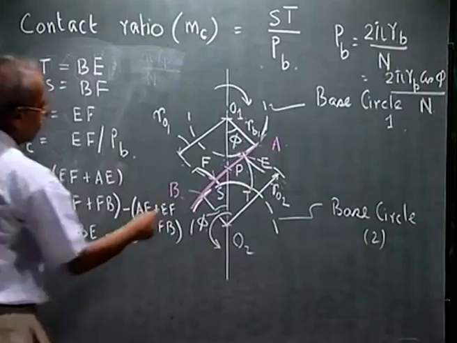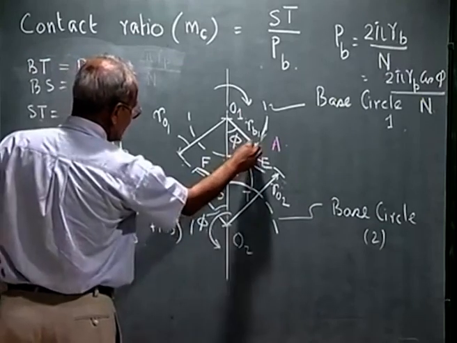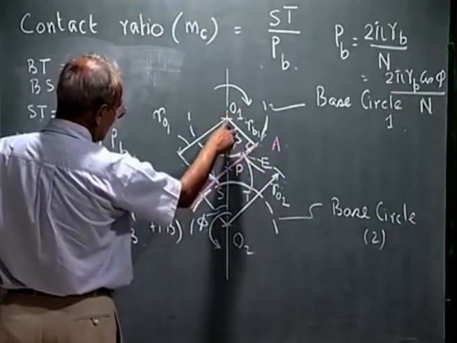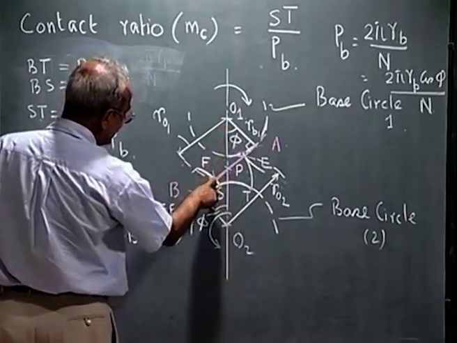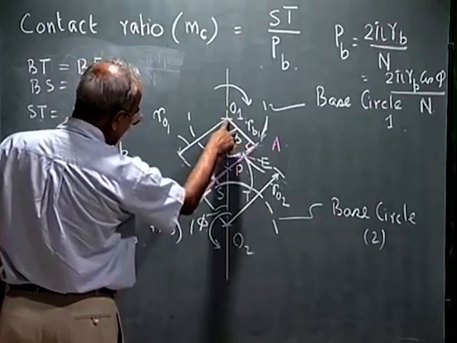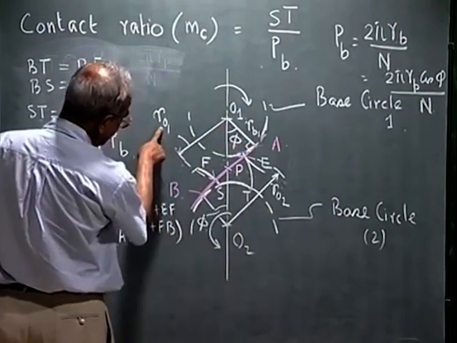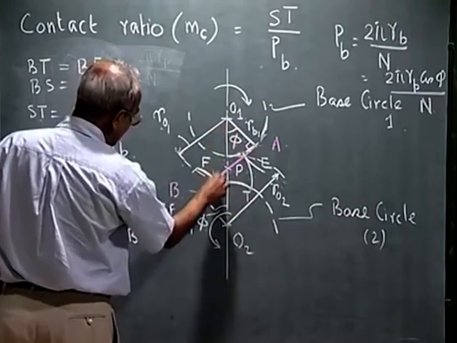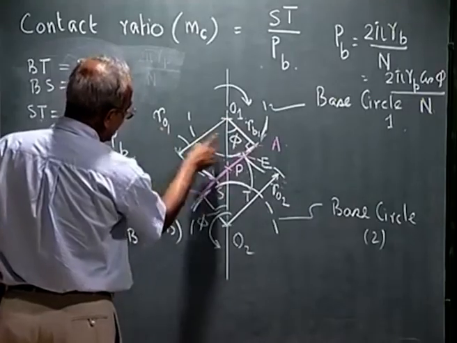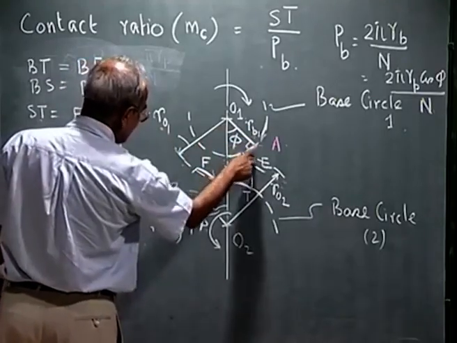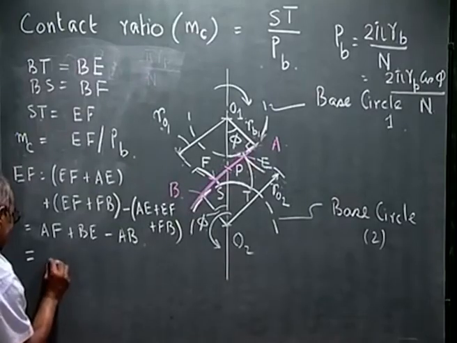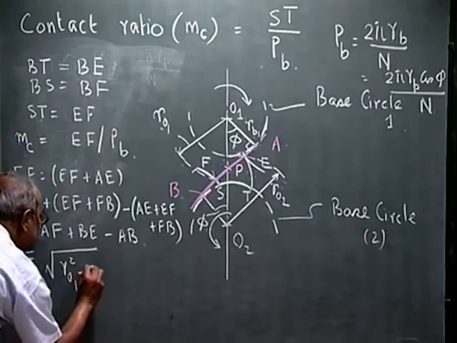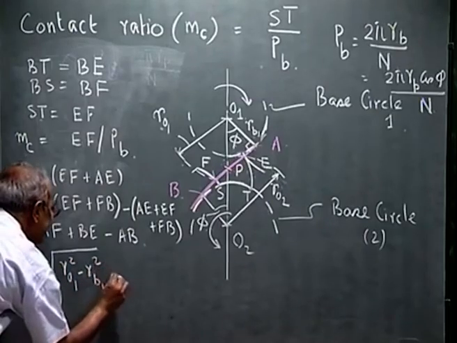What is AF? This angle is 90 degrees because this is the tangent, this is the radius. So, AF I can write as the square root of O1F squared minus O1S squared. And what is O1F? Nothing but RO1. This is the addendum circle. That is how we determine the point F. So, O1F is nothing but RO1 and O1A is RB1. So, AF I can write as the square root of RO1 squared minus RB1 squared.